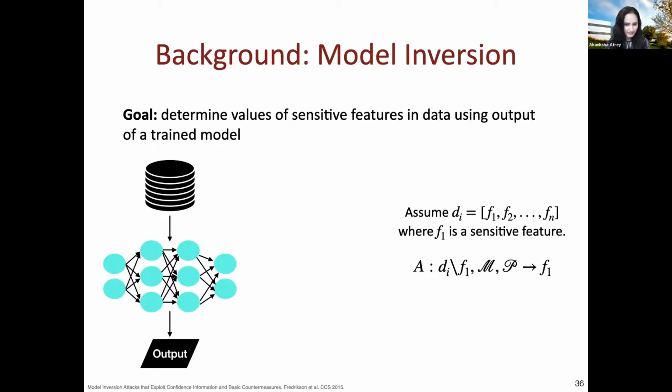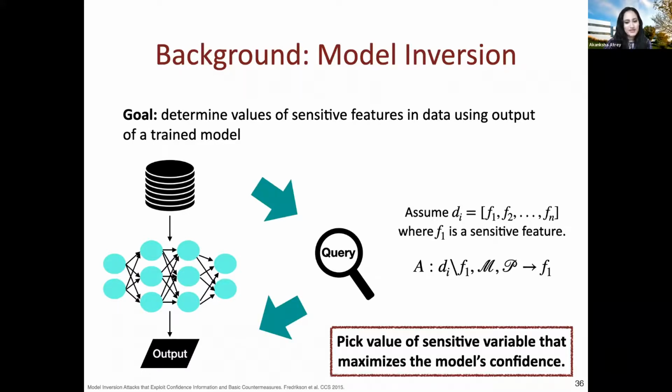And this is a very simple scenario. A lot of people have been working on how we do that in practical domains. This is just to show you how this works. The adversary can actually query the model and see the output probability. And essentially, if f1 can take two values, it can plug in those two values and basically pick the sensitive value that maximizes the model's confidence. So while these attacks have been studied in the machine learning context, we formalize and apply them for time series models common in location-aware services.